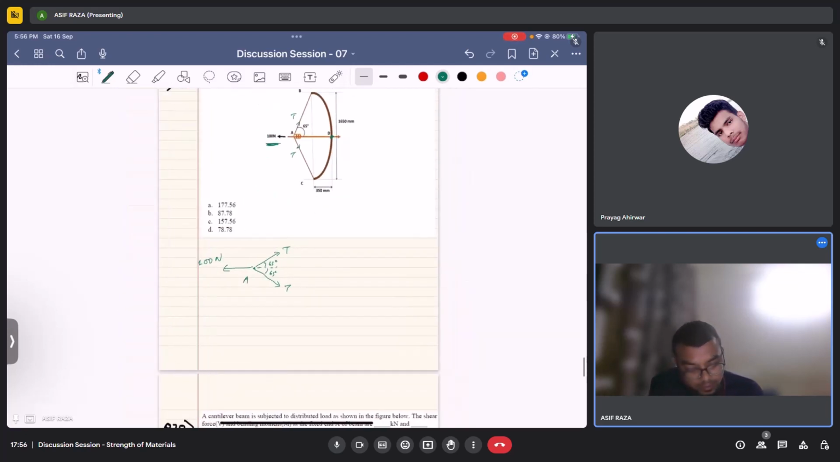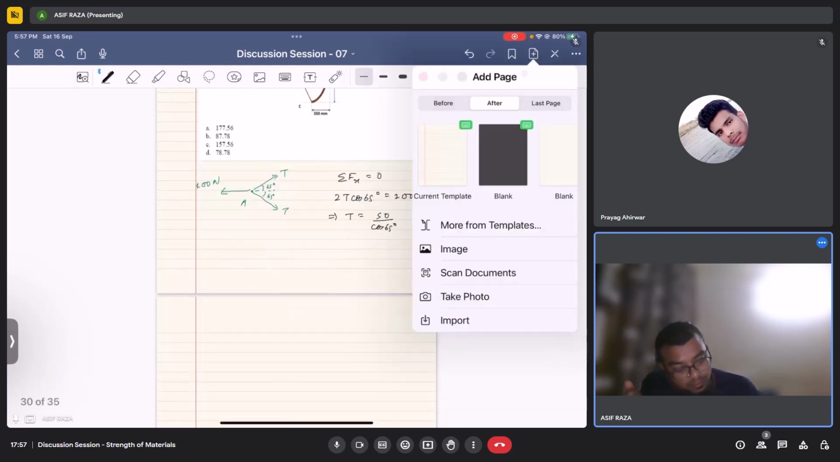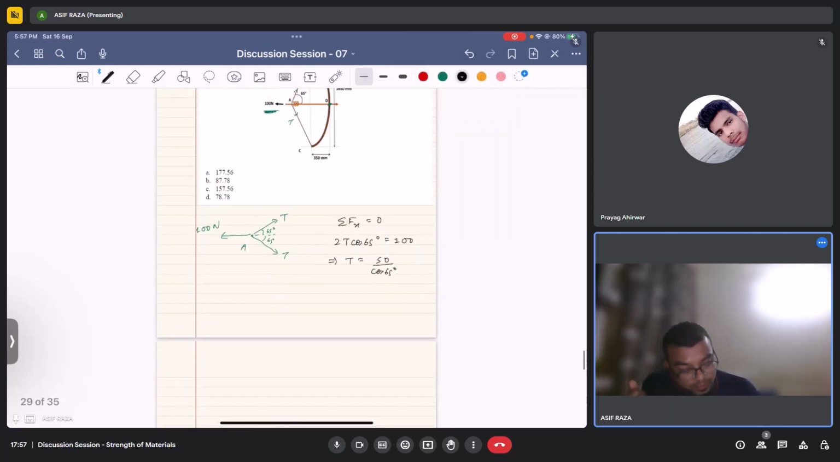Now if we resolve this in component ways, or rather I'll just say sigma Fx is equal to 0, we'll get 2T cos 65 is equal to 100 Newton, which implies T is 50 upon cos 65. Let it be like this as of now.